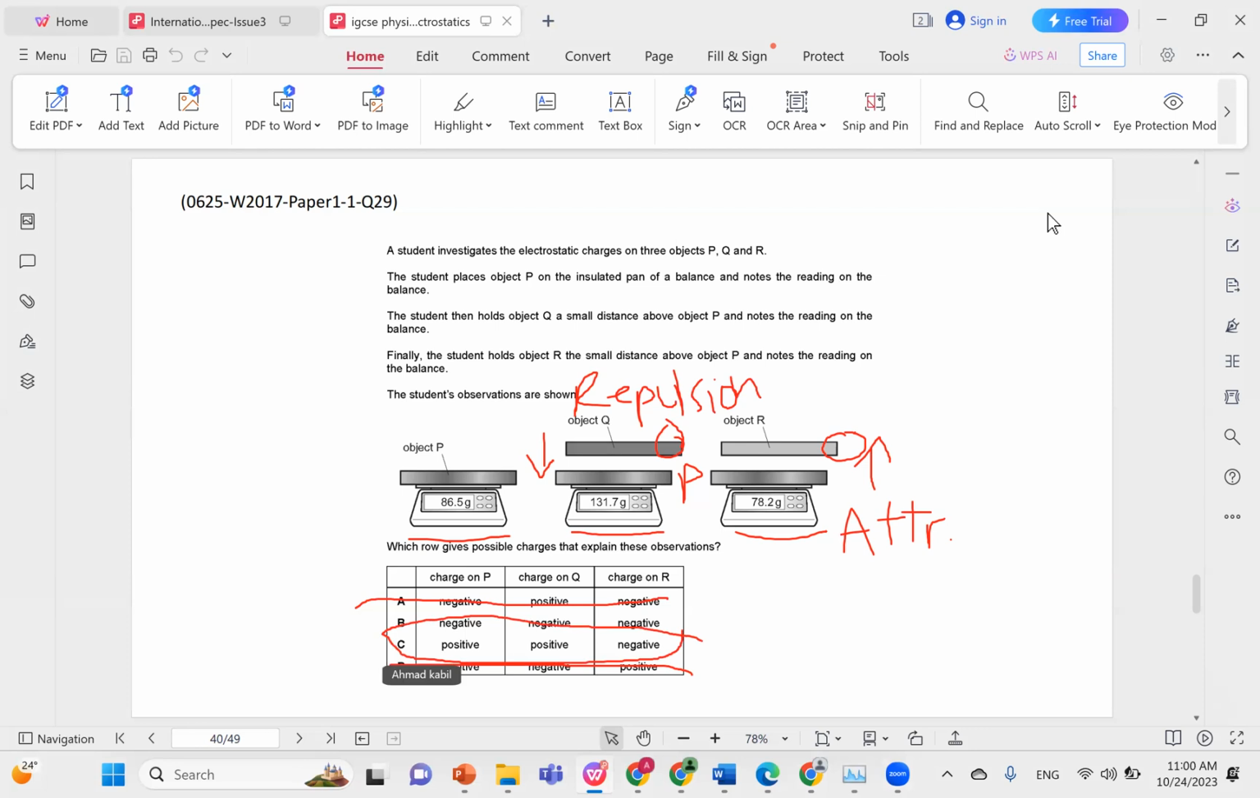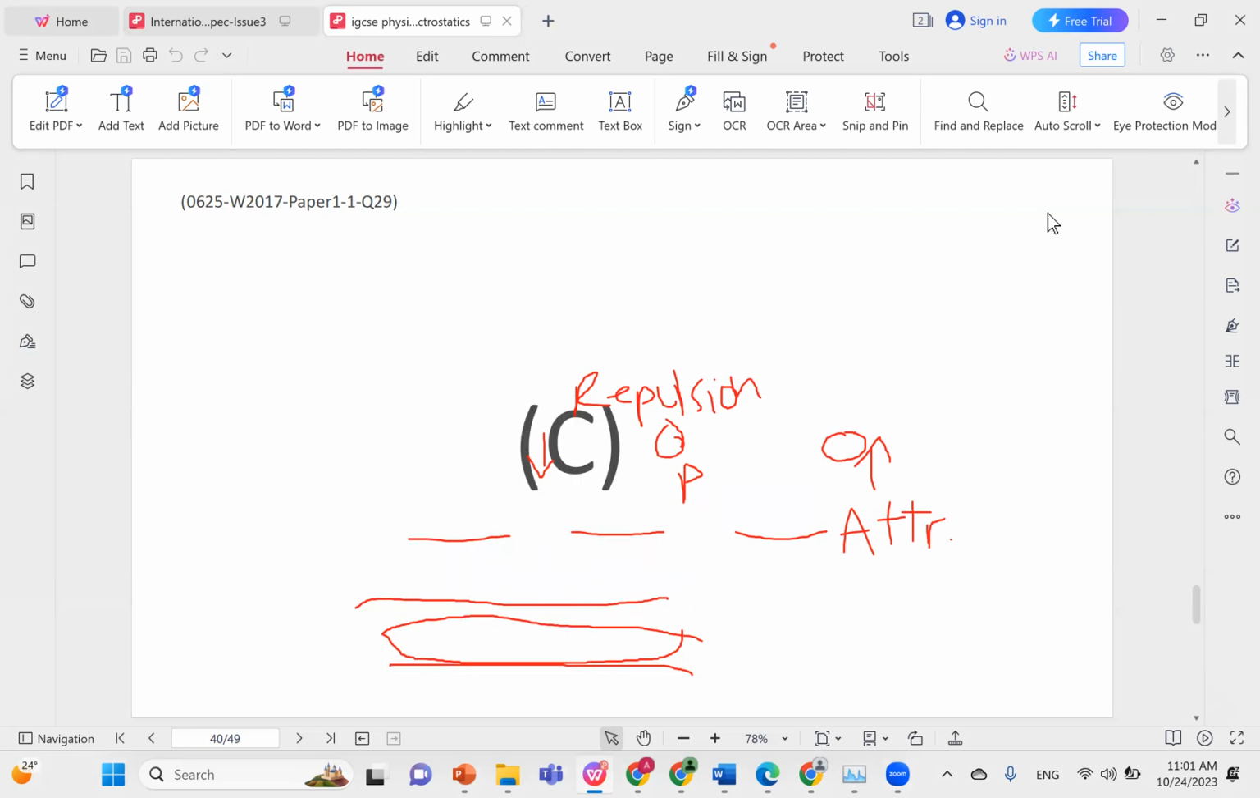Positive, positive, negative. B is incorrect because if they're all negative, then R would repel P as well, and we would get a higher reading than 86.5. So the correct choice is C.